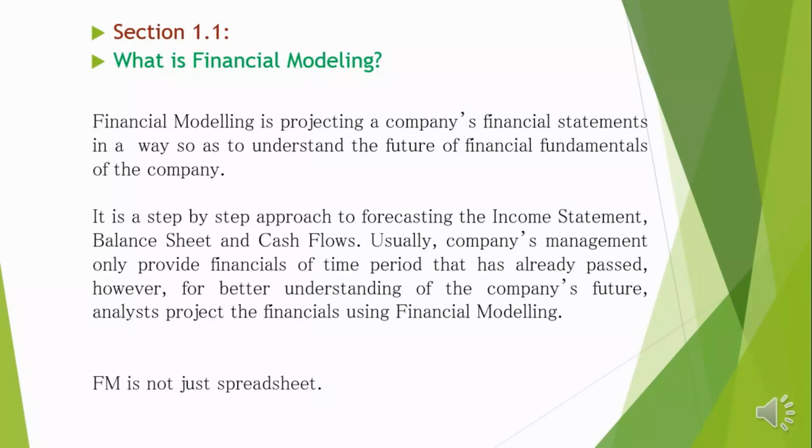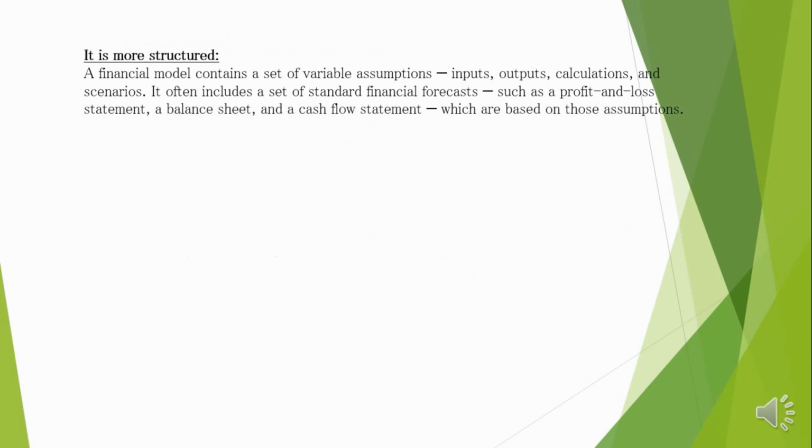Financial modeling is not just a spreadsheet, it differs from a spreadsheet. So we're going to use the next section to tell you what differentiates a financial model from an ordinary spreadsheet. Number 1, a financial model is more structured than a spreadsheet. It contains a set of variable assumptions, which includes the inputs, the outputs, the calculations, and scenarios. It also includes a set of standard financial forecasts, such as profit and loss statements, a balance sheet, and a cash flow, which are based on those assumptions.